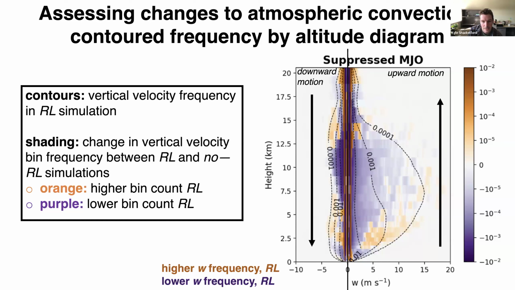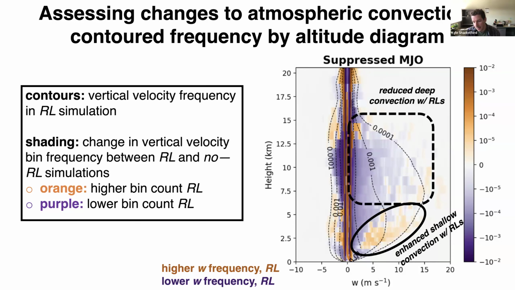And so for this figure, which shows the contoured frequency by altitude diagram and the difference between the two simulations for the suppressed phase, what we can see is some weak evidence that rain layers may be enhancing shallow convection, which is indicated by this orange shading at extreme positive vertical velocity values in the lower troposphere. And then on the other hand, in the middle and upper troposphere, we see largely purple shading indicating there's a lower vertical velocity bin frequency with rain layers at extreme vertical velocities during this period, which would indicate a reduction in deep atmospheric convection.